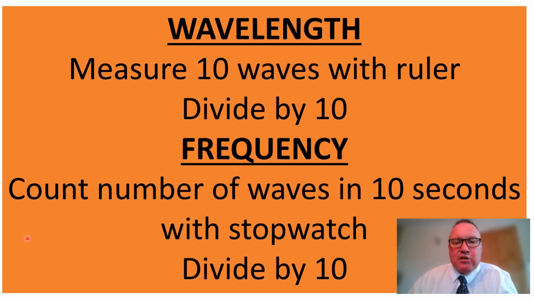So the ripple tank experiment is going to ask you how you measure the wavelength and frequency of the wave. Remember, wavelength we get by measuring the length of 10 waves with a ruler and dividing by 10. To get the frequency, we count the number of waves which go past in 10 seconds with a stopwatch and divide by 10.